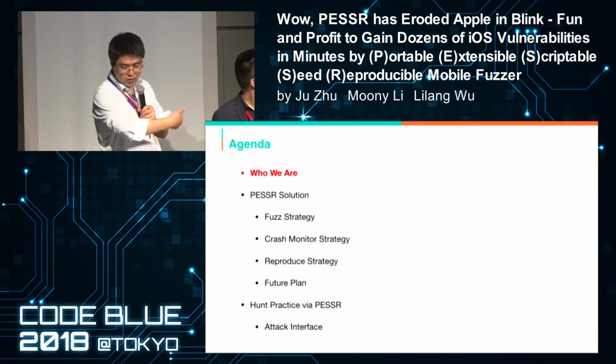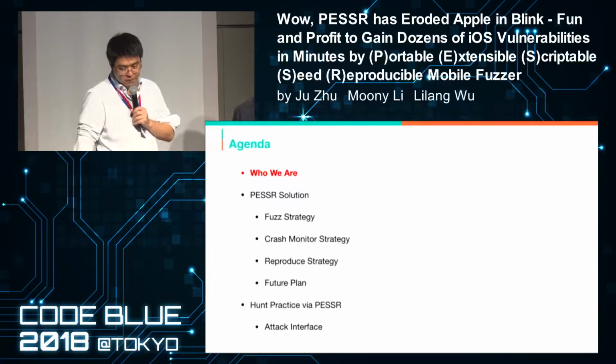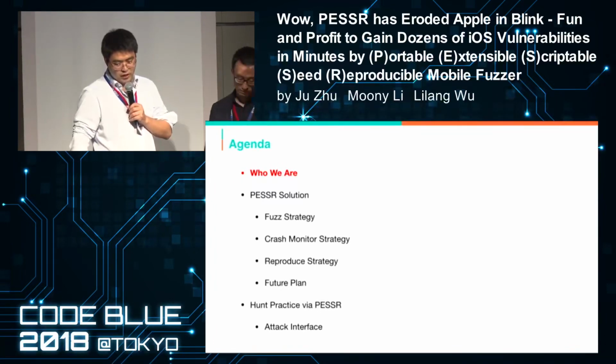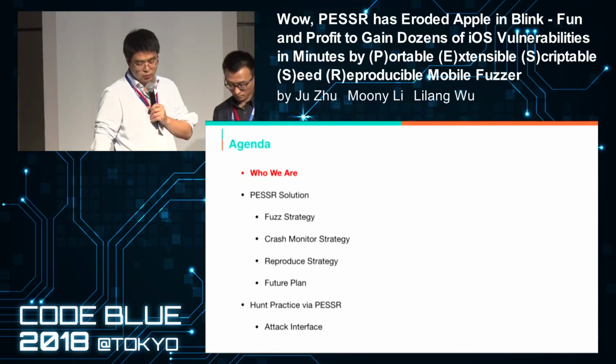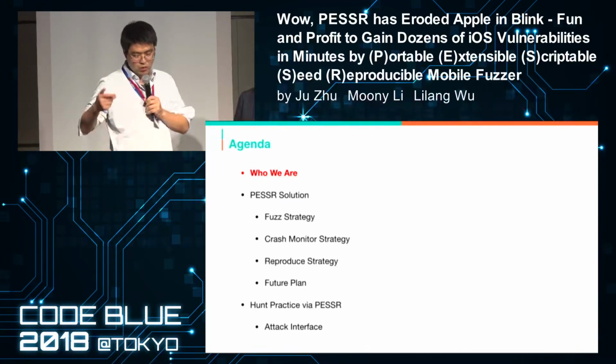First, we will introduce our members, and then we will introduce our solution for PESSR fuzzing, including the fuzz strategy, the crash monitor and reproduce strategy, and our further plan. And finally, we will introduce our hunt practice where our fuzzer was used.